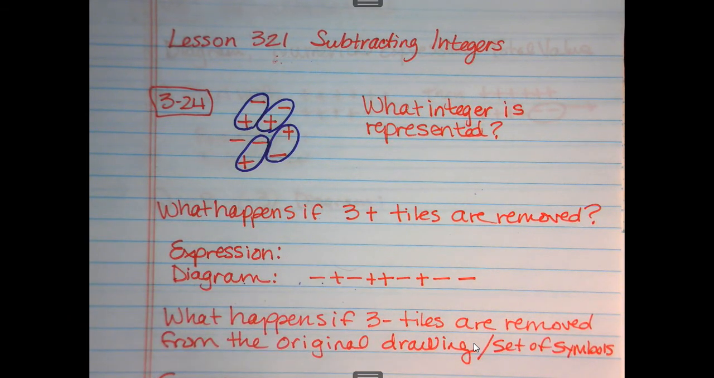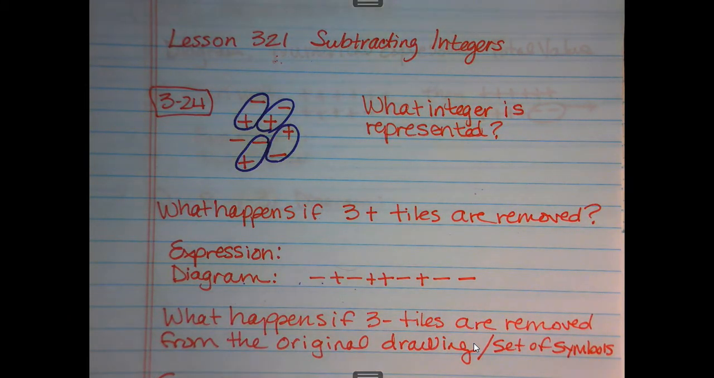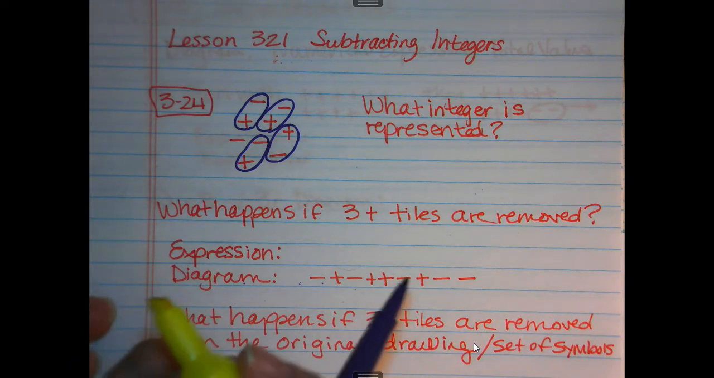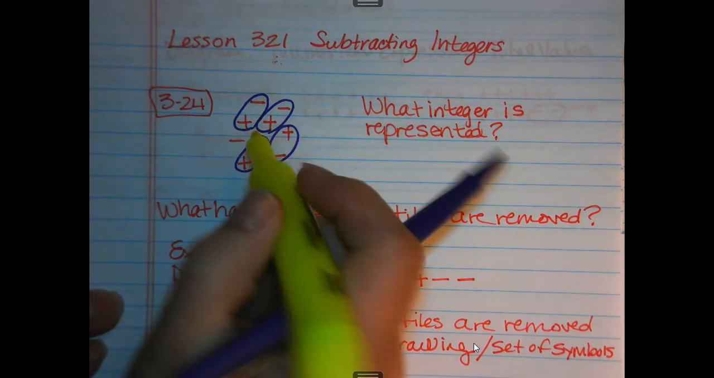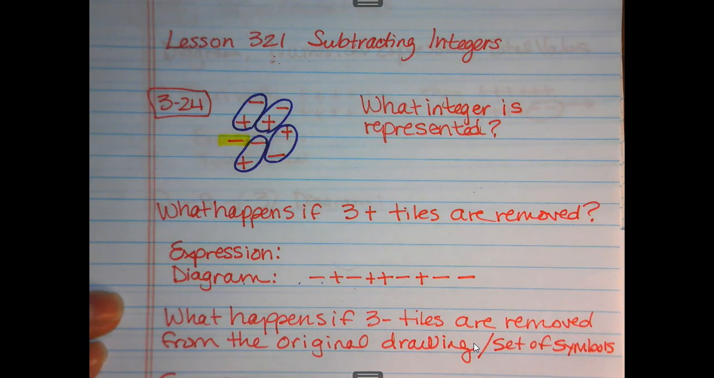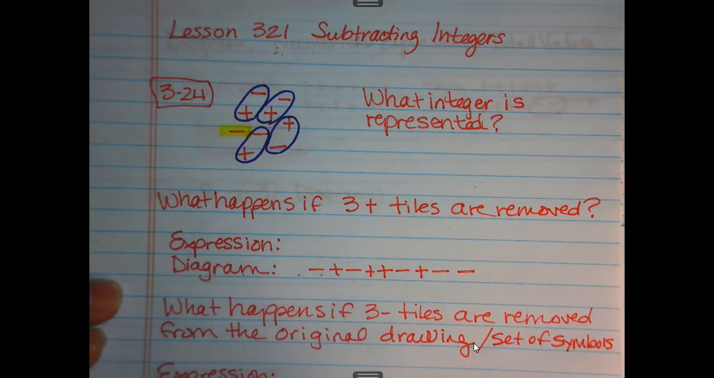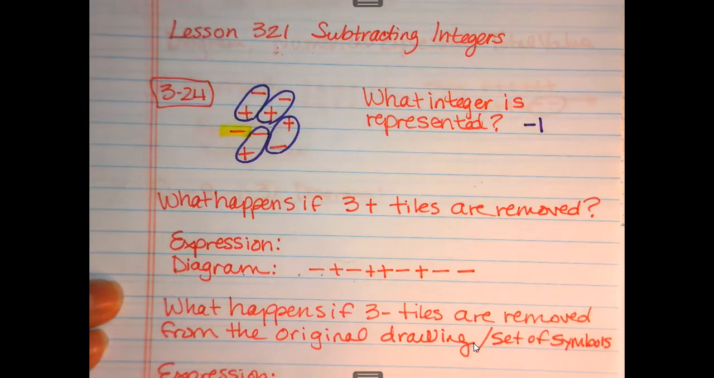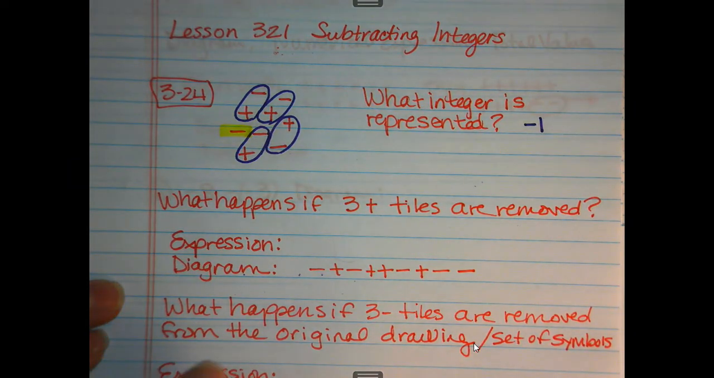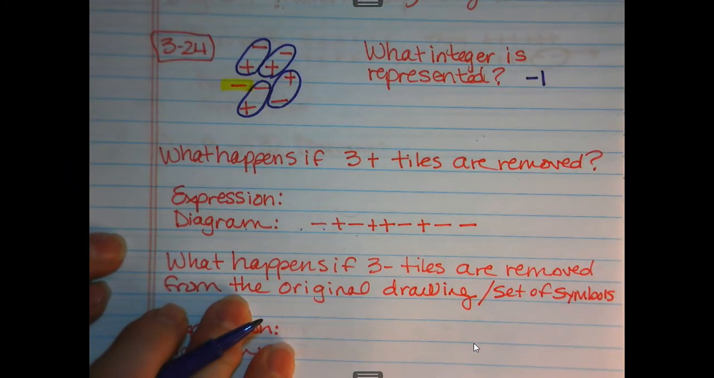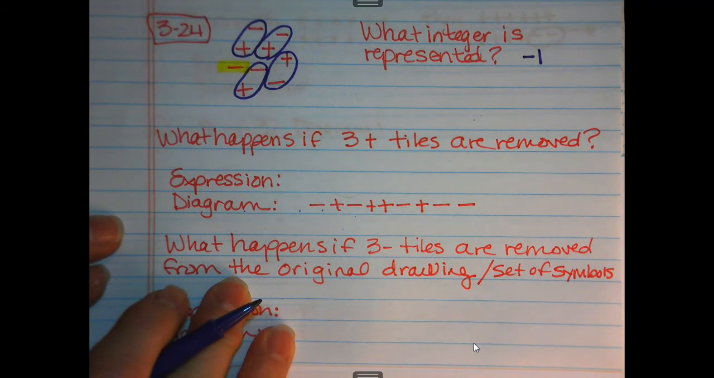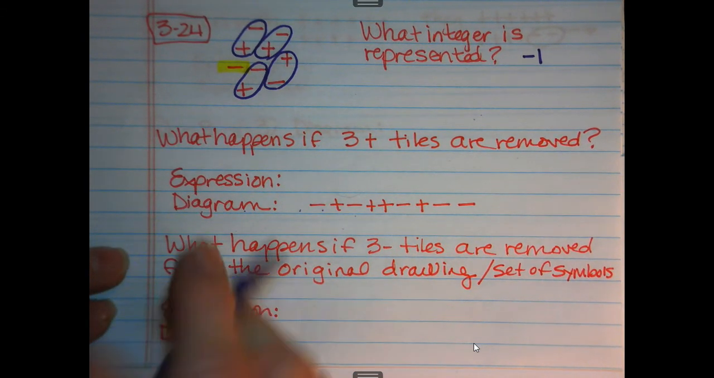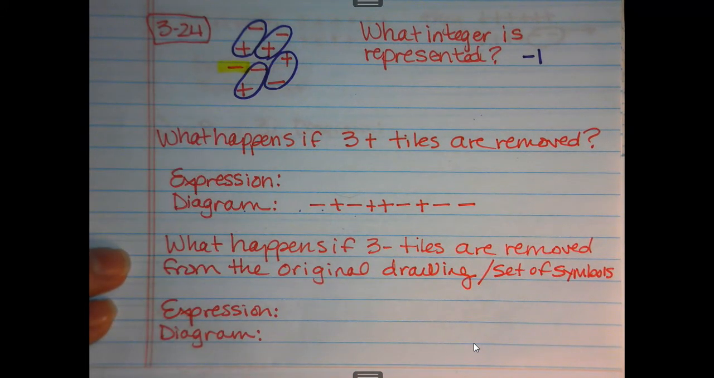And what I'm left with is negative 1. For those of you that need a little bit of help seeing, that is the only one that's left. There we go. What integer is represented? Negative 1. The next question, which is still focused on the diagram of the tiles or symbols above, asks us what happens if 3 positive tiles are removed.